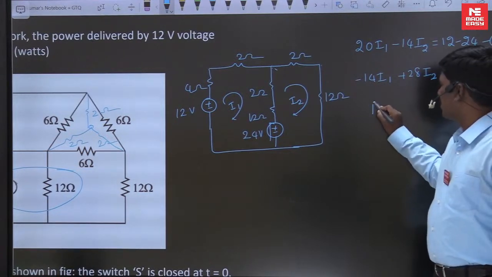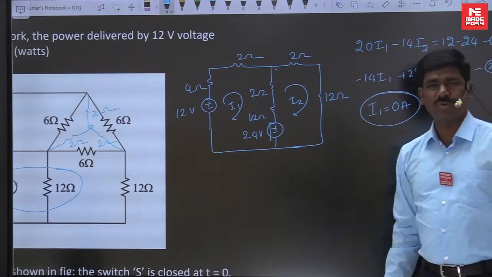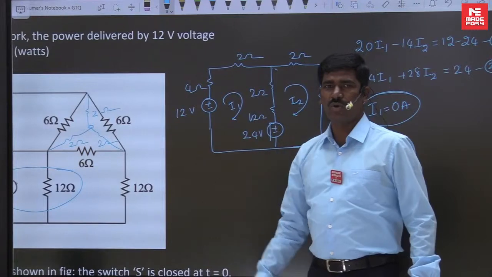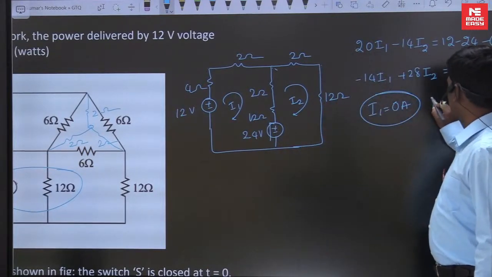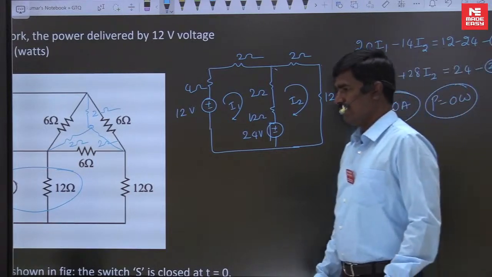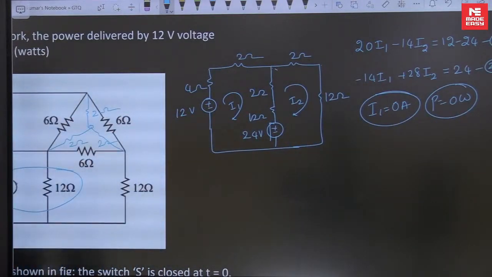You get I1 is equal to 0 amperes. Again 0. The current flowing through the 12 volt source is 0 amperes. So power is 0 watts. How many have given answers? 33.9 is not correct. Yes.